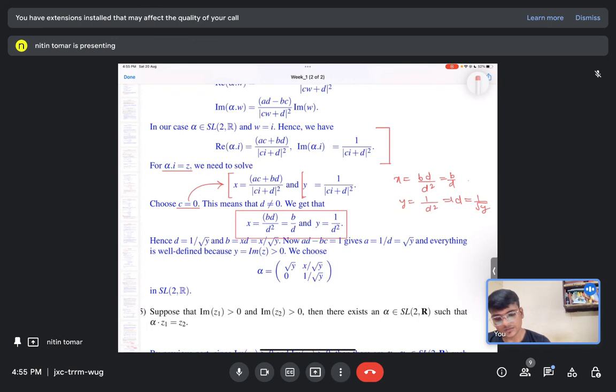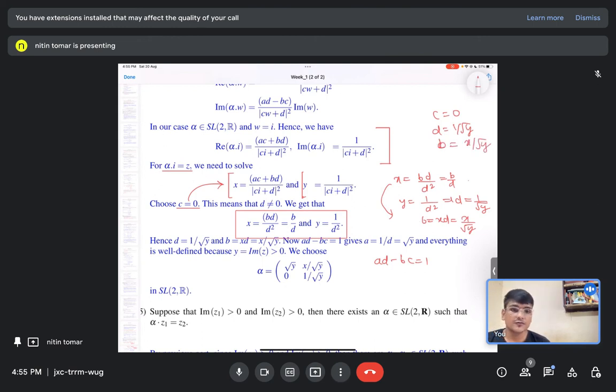So from here X equal to BD, sorry, B equal to XD, and what was D? It is X by root Y. And AD minus BC equal to 1, so now we have C equal to 0, D equal to 1 by root Y, and B equal to X by root Y.